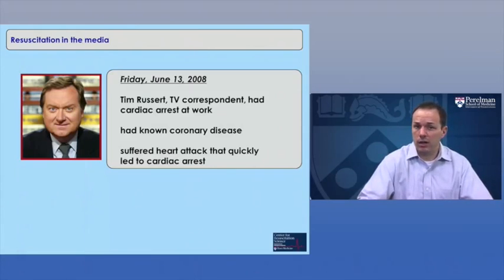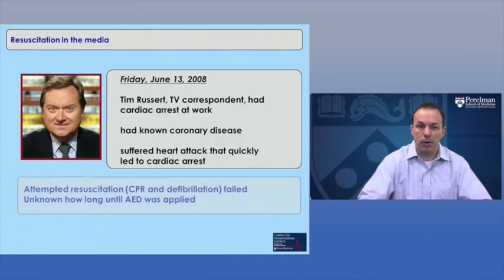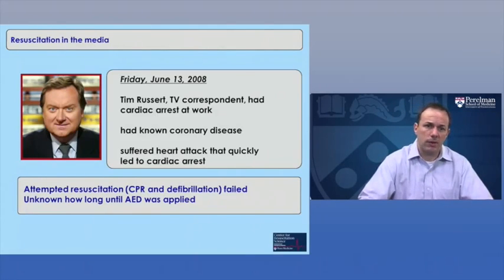In his case, he actually had a heart attack, a myocardial infarction, that quickly led to cardiac arrest. So this is one of the reasons for confusion with terminology. Sometimes heart attacks can lead to cardiac arrest, and in his case, he had both. He had an attempted resuscitation with CPR and defibrillation, but this attempted resuscitation failed, and we don't really know how long it took to get resuscitation care to him or how long it was to get an AED applied, and we worry very much about these things for people in the public. And Tim Russert, this was a tragedy. This was a man who was still in the prime of his life and a functional member of society and a father. He in many ways was a typical cardiac arrest victim, and it's these tragedies we seek to avoid.